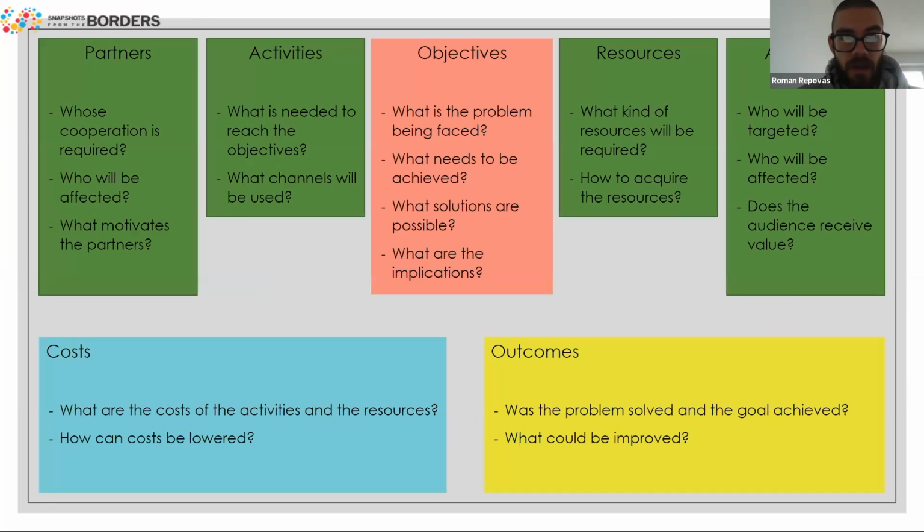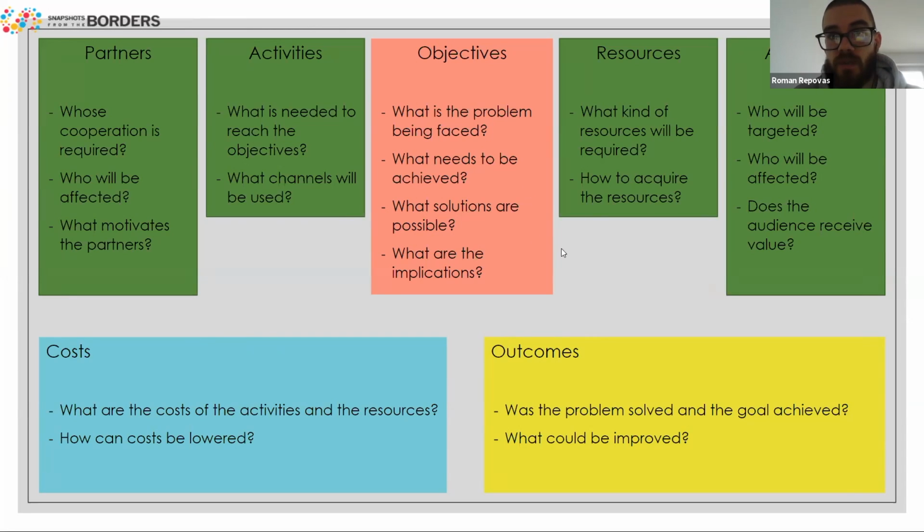And here we have a canvas which you can use to help you work on this. It is based on the business model canvas, but more applicable to campaigning and advocacy as well. As you can see, we have the partners: whose cooperation is required, who are the relevant partners being affected, and what motivates the partners. We have the activities, which outline what is needed to reach our objectives and what channels are going to be used, for example social media, online advertising, or maybe a TV campaign.